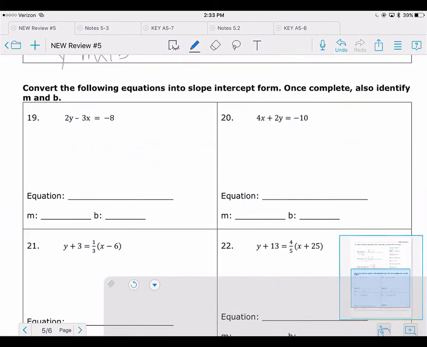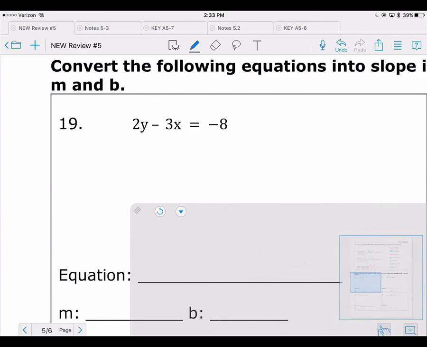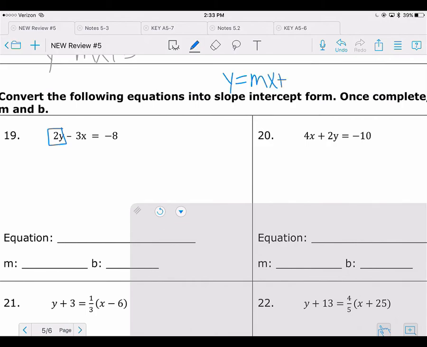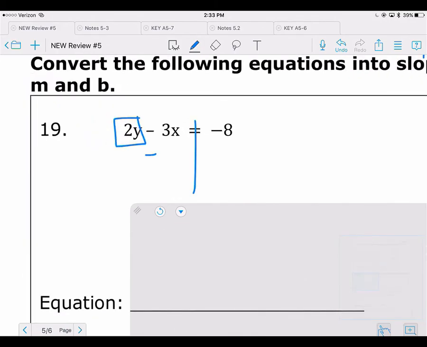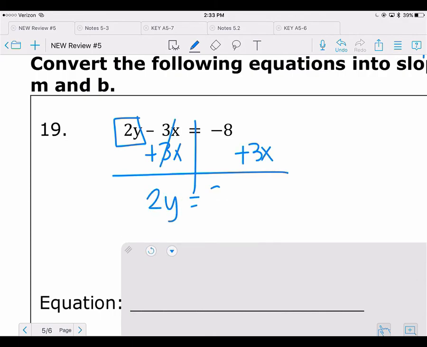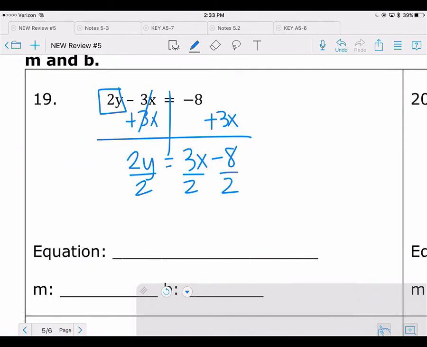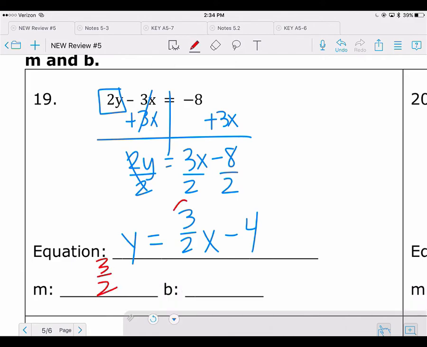We are asked to convert the following equations into slope-intercept form and then identify m and b. So 19, this is like what we did on the front. We're solving for y. Remind yourself slope-intercept form is y by itself, so we need to move everything away from y. We move 3x to the other side. So 2y equals 3x minus 8. We then divide every piece by 2. So y is 3/2 x minus 4. My slope is with x. My b is the number that follows, because it's b, not y-intercept.